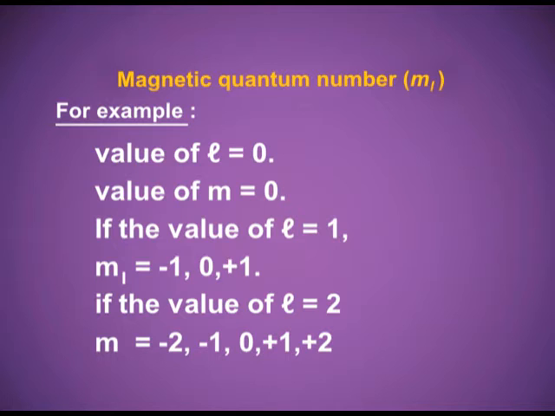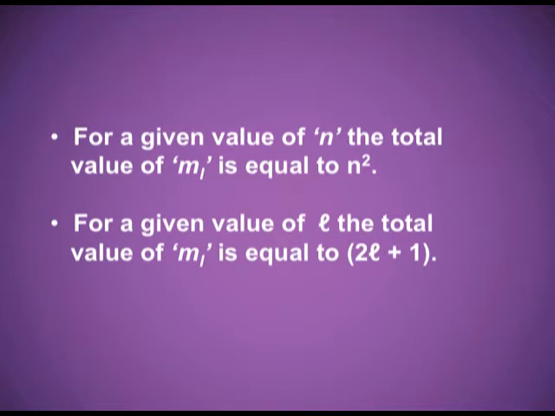If the value of small l, that is azimuthal quantum number, is 1, then magnetic quantum number will be minus 1, 0, plus 1. If the value of l is 2, the value of m will be minus 2, minus 1, 0, plus 1, plus 2. For a given value of n, the total number of m values is equal to n squared. For a given value of l, the total number of m values is equal to 2l plus 1.